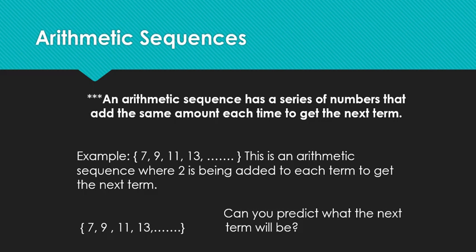So we added 2 to 7 to get 9. We added 2 to 9 to get 11. We added 2 to 11 to get 13. So if we add 2 more, we will get 15.